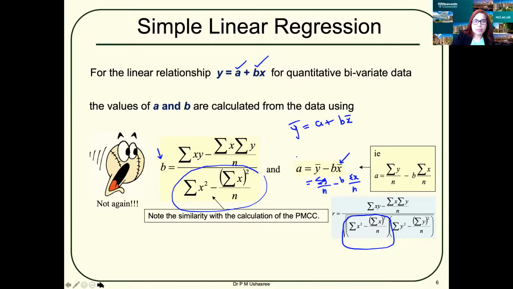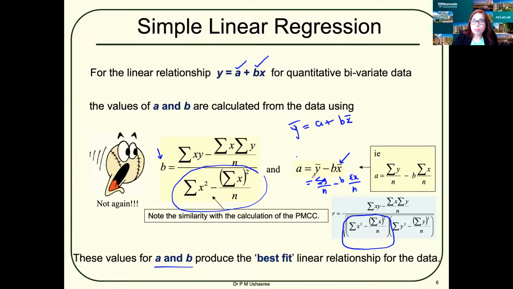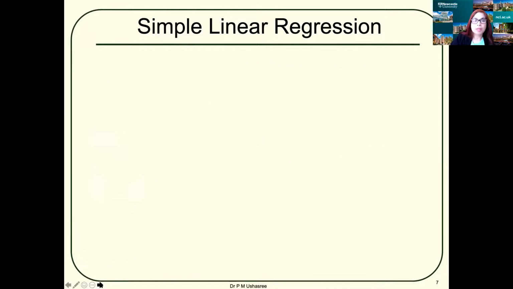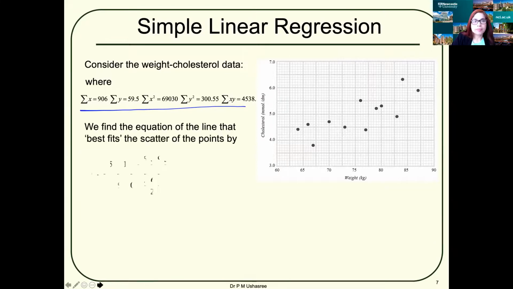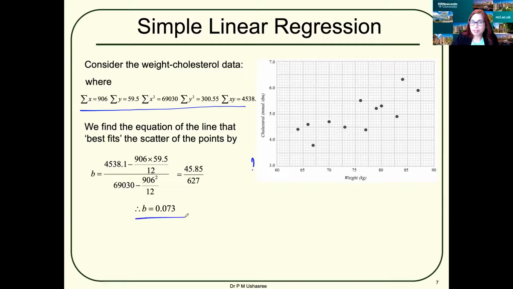Okay, so let's go back to the example. Once you find the A and B value, you can find the line of best fit for the linear relationship. Let's say these are the data from the calculated value from part 1. You can substitute in that. Why don't you calculate this using your calculator? Good. So you got something like that and a B value of 0.073.